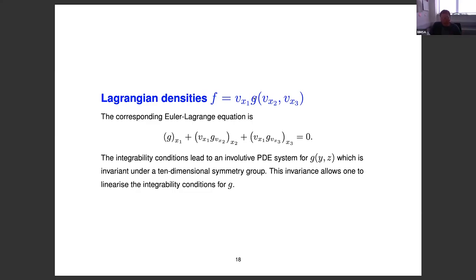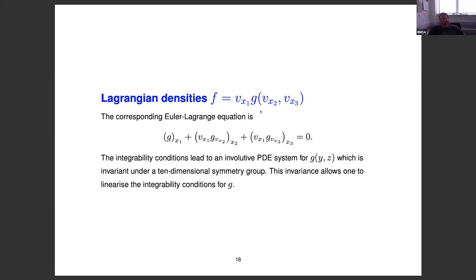It's a reduction of the general picture. Anyway, this is the corresponding Euler-Lagrange equation. And there is an involutive system for G, which I'm not writing down, right? So again, I will show you three different parameterizations of the generic solution G. One is a theta representation, analogous to the Eisenstein series representation. Another is a power series representation. And one is a parametric representation. So they are all equivalent up to the action of the symmetry.